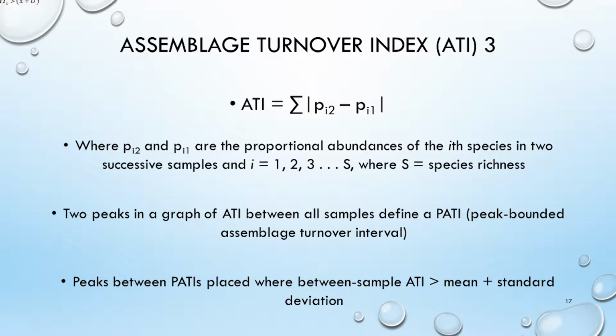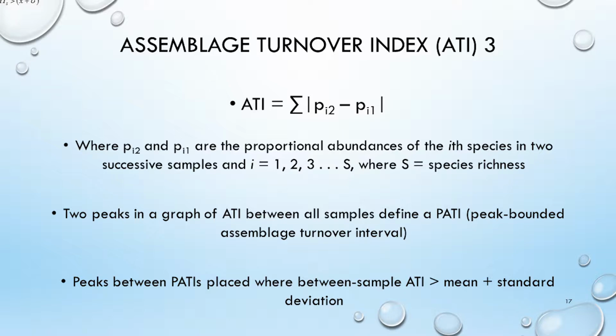But if we take the absolute values instead and sum those, we get a non-zero number, unless the assemblages are absolutely identical. And the higher that number is, the greater the change there has been in the makeup of that assemblage.